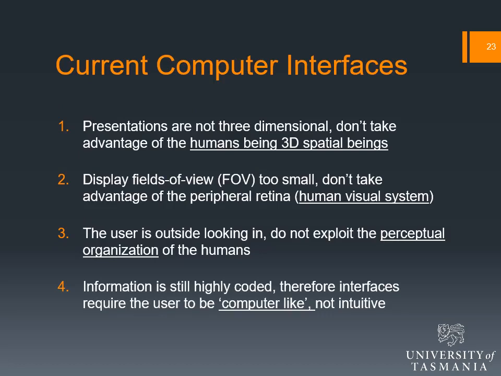So let's look at the current computer interface. First, they don't take advantage of human beings being 3D spatial beings. Presentation is in 2D, even the presentation slide that you see now is 2D. It works because humans are made to adapt, but it really doesn't take full advantage of that. The second point is display field of view.